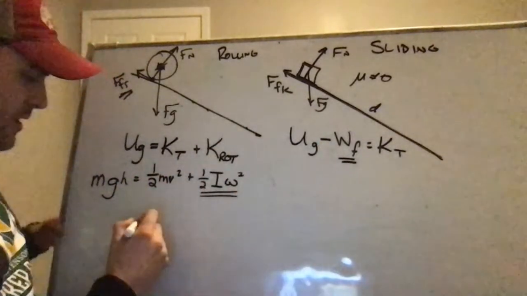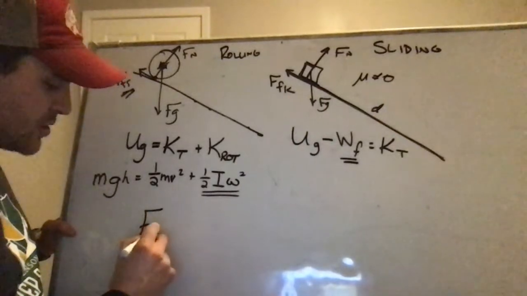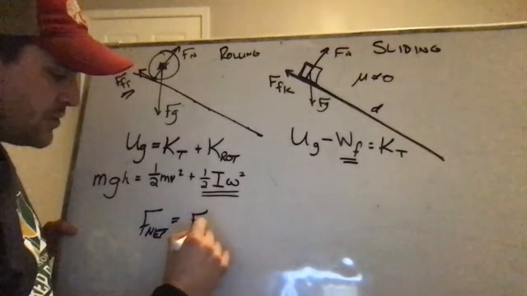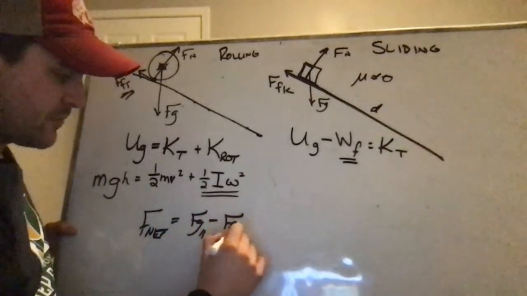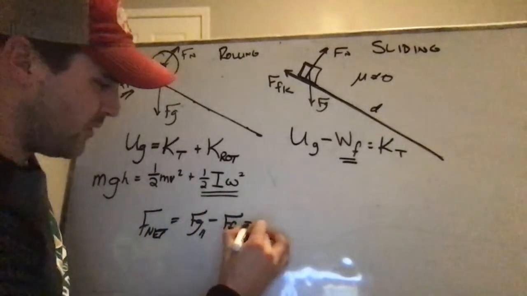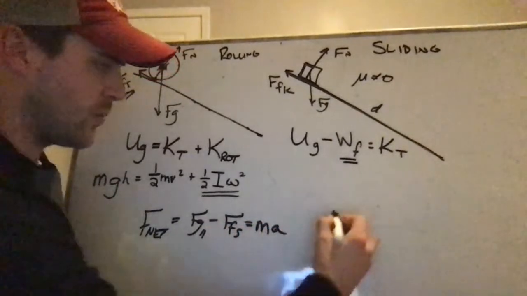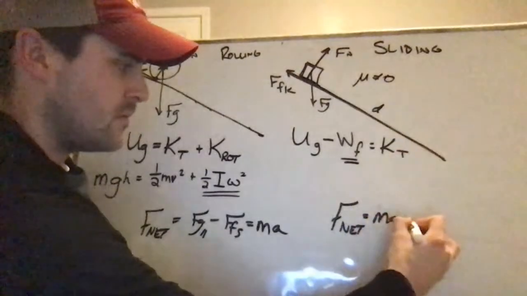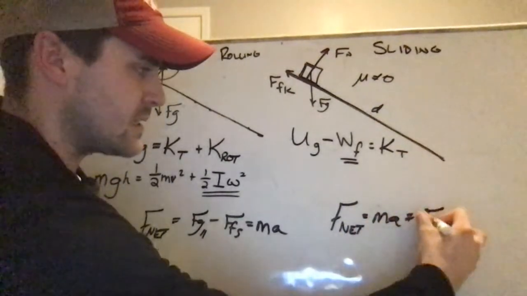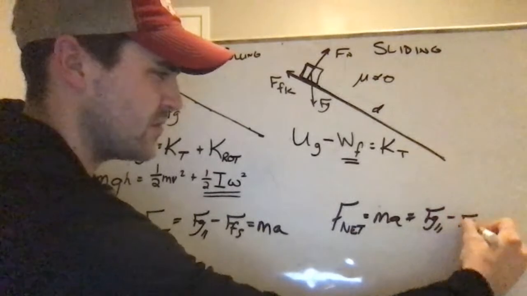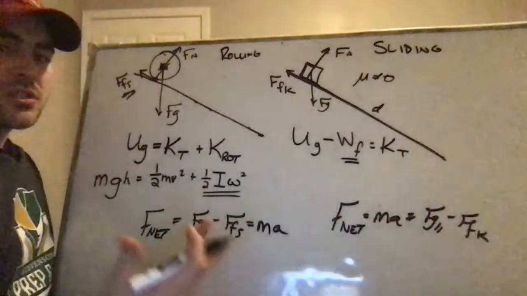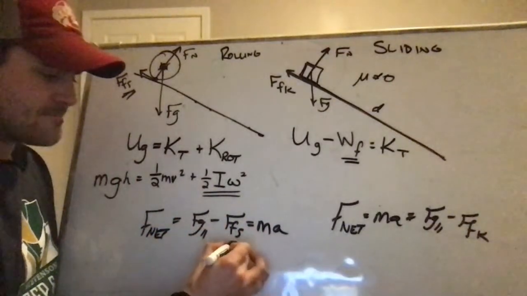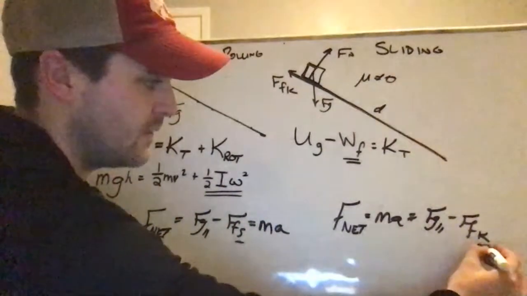One other strange thing is that if I wanted to write my F net expression for my ball rolling, it would be Fg parallel minus the force of friction static, because it's still opposing it, it's still up the ramp. That would help me find my acceleration. On the flip side over here, this F net equation looks like this: Fg parallel minus force of friction kinetic. Their F nets look incredibly similar. The only difference between them being static friction and kinetic friction.